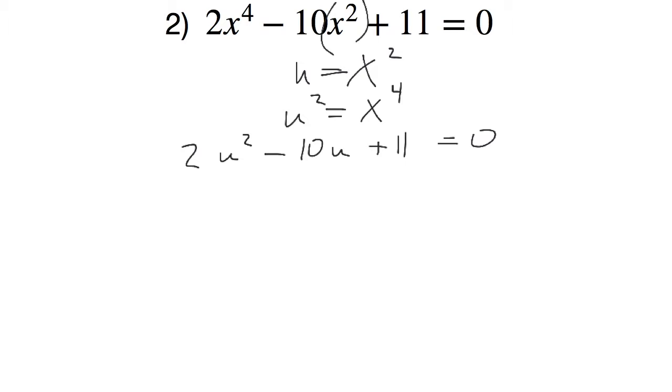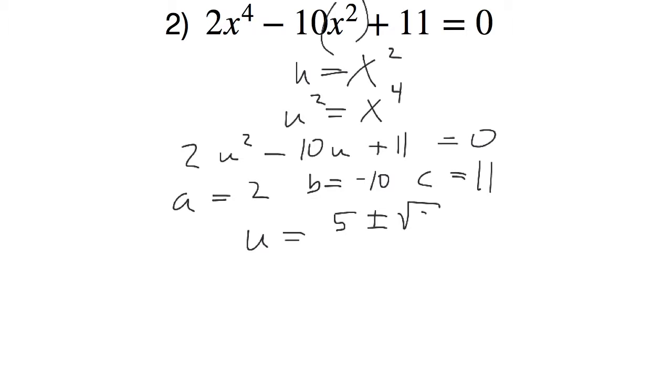You can use a variety of methods to solve this, but the fastest is probably the quadratic formula. a equals 2, b equals negative 10, c equals 11. So therefore, after you do all the simplifying for the quadratic formula, you should get something like 5 plus or minus the square root of 3 all over 2. Now let's back substitute, because really we're solving this equation for x. x squared is equal to 5 plus or minus the square root of 3 all over 2.